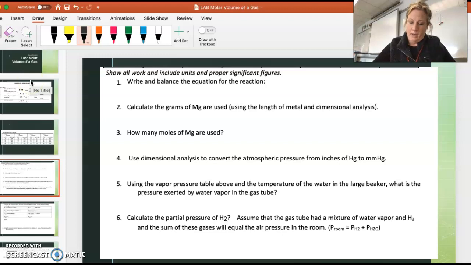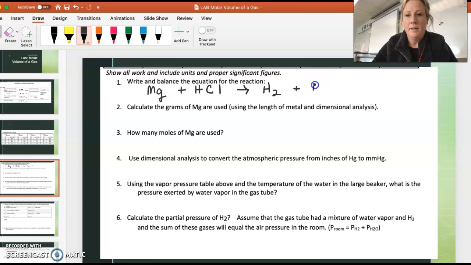So the first question, hopefully you've done this already, is just the balanced equation. We had magnesium and hydrochloric acid. It's a single replacement. So the magnesium goes in, kicks out the hydrogen, which you have to remember is diatomic, and then it forms magnesium chloride, which the formula is MgCl2. So then I would balance this by putting a 2 here, and then I think I'm done.